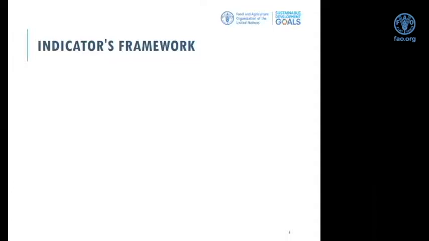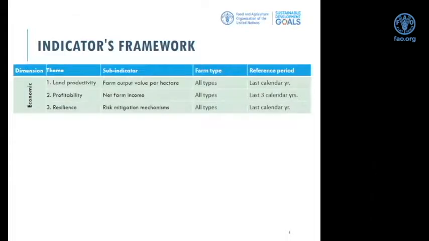Now the indicator framework. This slide illustrates once again the framework of SDG 2.4.1. We have three dimensions, which I will show you in turn, and 11 themes and 11 sub-indicators. It's applicability and reference period for data collection.